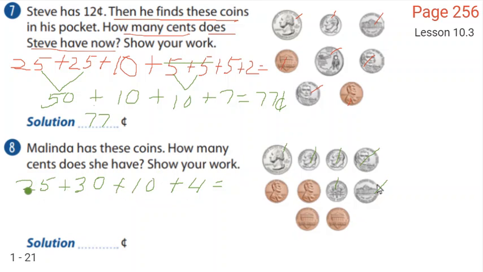So we have 2 tens plus 3 tens is 5 tens, plus 1 more 10 is 6 tens, plus 5 ones. I want to just do 6 tens plus 5 ones. See how I did that? 2 plus 3 is 5, 6 tens and 5 ones, so 65 plus 4. So that equals 69 cents. I can put it down here in the solution as well. There we go.